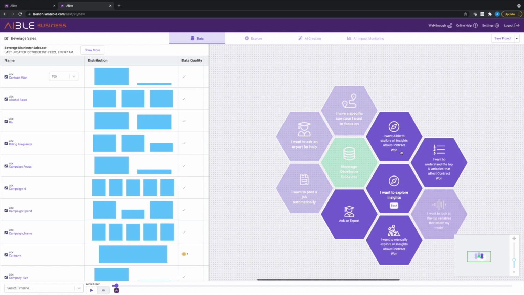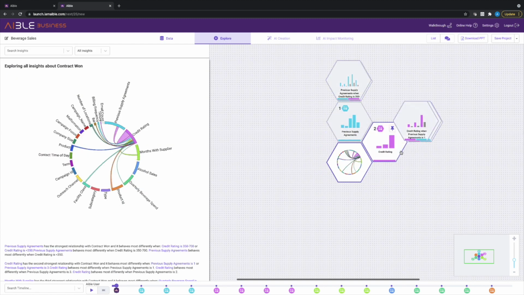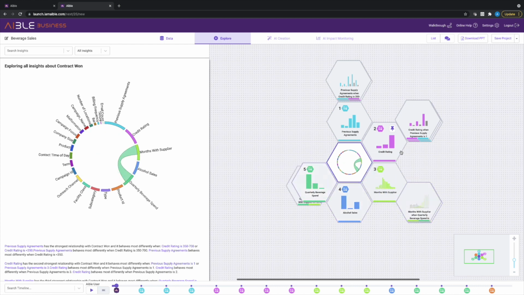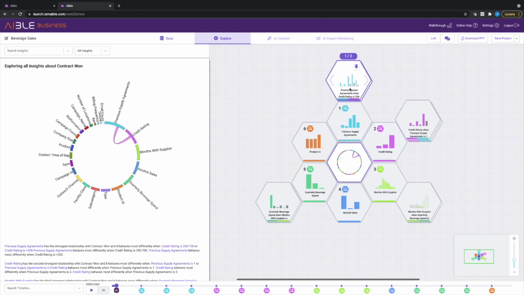I'm just going to go in and say, show me all of the key insights that are affecting contract one. So Aible is right now highlighting the key drivers of the win rate for a contract. And you'll see on the left hand side, in this diagram, the chords are the importance of that variable, so credit rating, whereas the arcs, the lines between the different variables, show you the importance of the interaction between the two. So for example, here previous supply agreement and subcategory is an important interaction, whereas previous supply agreement by itself is not as interesting. Now, on the right hand side, Aible has drawn various graphs.